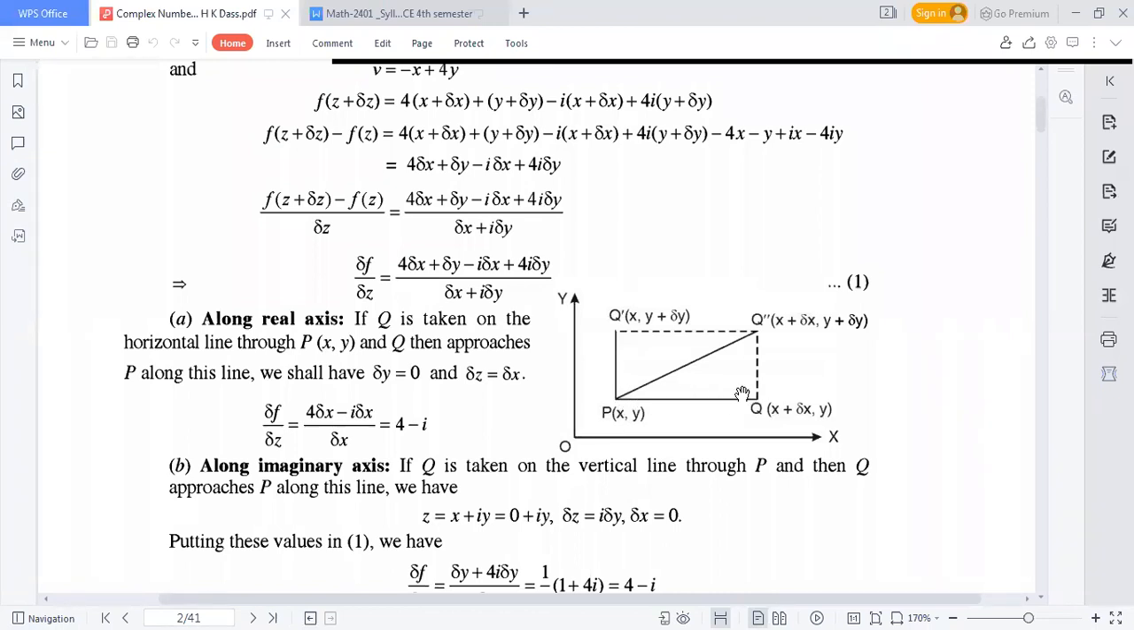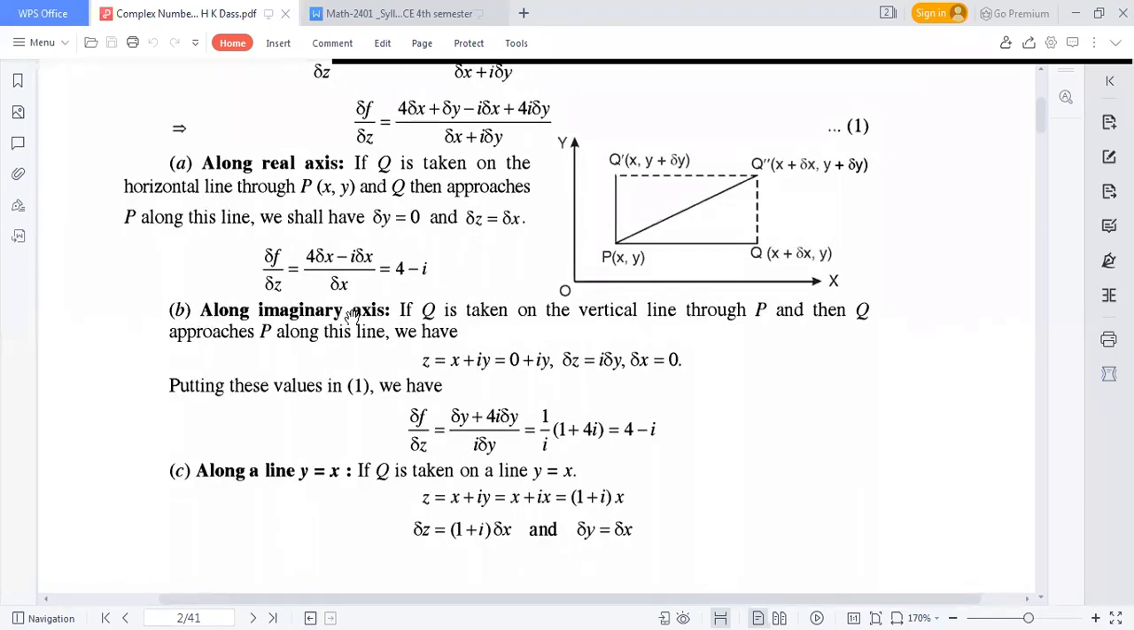Now along the real axis means the x-axis. Always remember that the real axis means x-axis and the imaginary axis means y-axis. So along the x-axis, the variable increases to x plus del x, but y is constant. This is why along the x-axis we differentiate with respect to x, but y is constant. Similarly along the y-axis, x does not change, but y changes up to y plus del y. This is why when we differentiate along the y-axis or imaginary axis, we take x as a constant. So along the real axis, del y will be 0, because y does not change. That means the small increase of y is 0, and del z equals del x. Just putting this, we get this one.